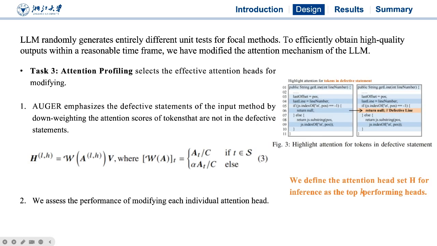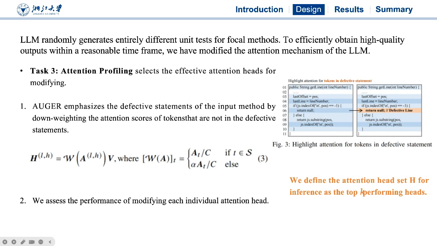Because the search space of LMs is very large, these models will randomly generate a large number of unit tests for the focal method. In order to obtain high-quality output efficiently within a reasonable time, we have improved the attention mechanism of the LLM. This improvement aims to guide the model to focus on the statements where the defects are located. The specific process consists of two parts: attention analysis and attention reasoning.